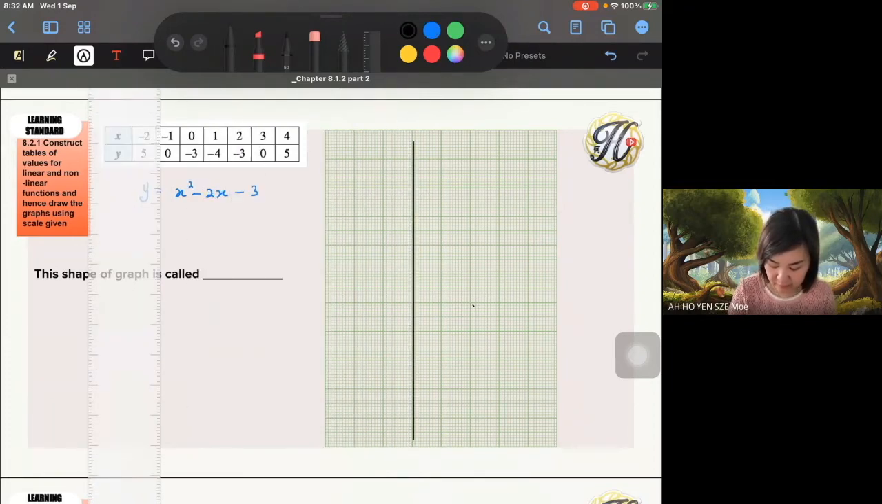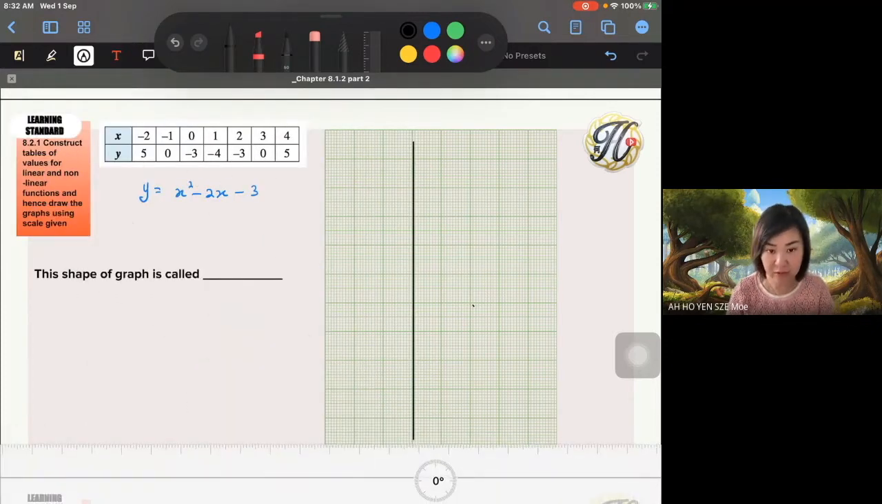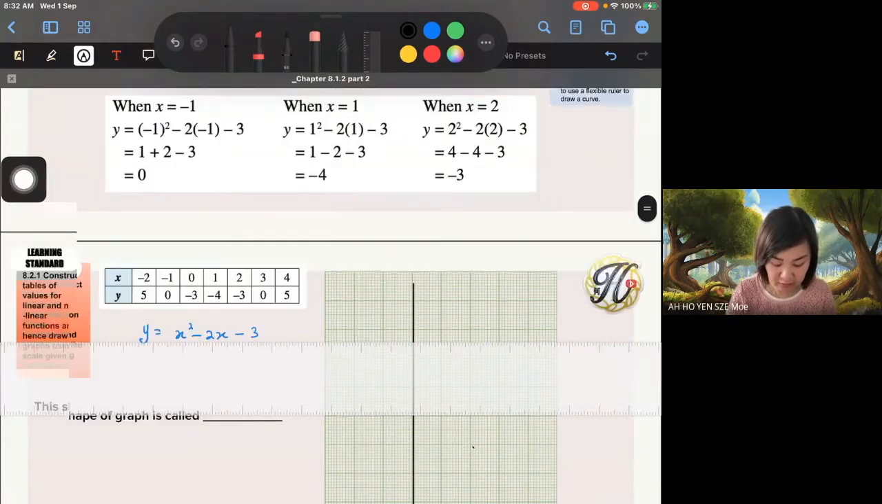So, you see? Okay, then my y, how? My y also has negatives. So I cannot put my y here. Cannot start from here. I have to go up. Because my values of y, I have -3, -3, and -4. So I have to go down.